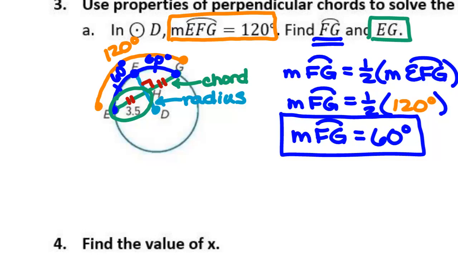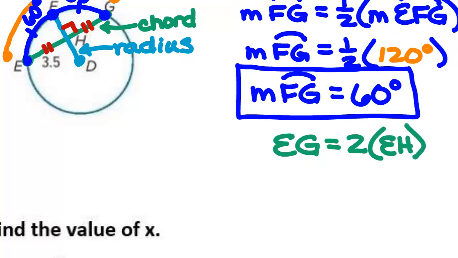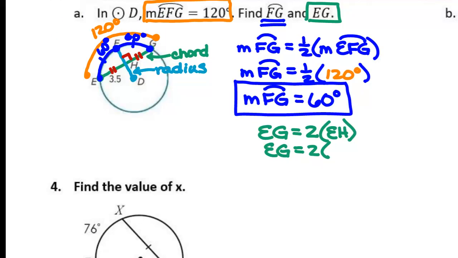It's the same, so I can add 3.5 and 3.5, or that would be the same as multiplying by what? Multiplying by 2, yes. EG is equal to 2 times the measurement of segment EH. And segment EH is 3.5. So how big is segment EG?